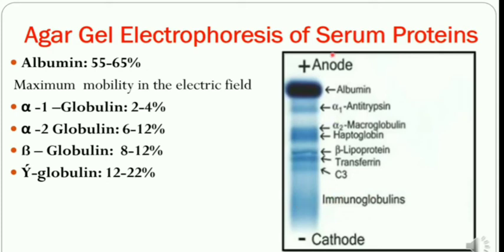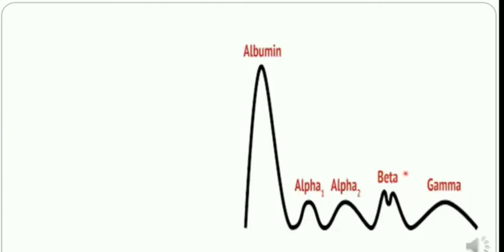This cannot happen if we are estimating the serum proteins through the Biuret method. We can only come to know the concentration. But here we can come to know individual proteins and their relative percentages. So this is the electrophoretogram of plasma. This is how it will appear if we measure the peaks by concentration, as per their relative percentages.